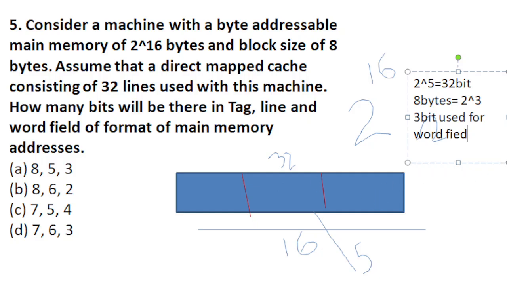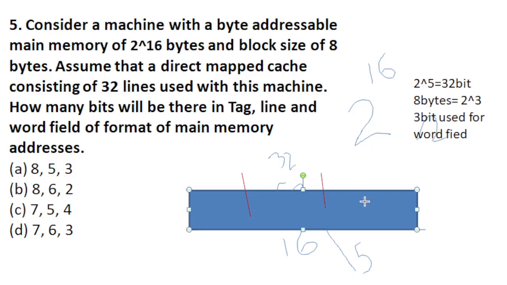So here we will get 3 bits. This is 3 bits, and this is 5. So total 8. Total bits we have is 16, so 16 minus 8 is equal to 8. So this word field is 3, this line field is 5, and this tag field is 8.